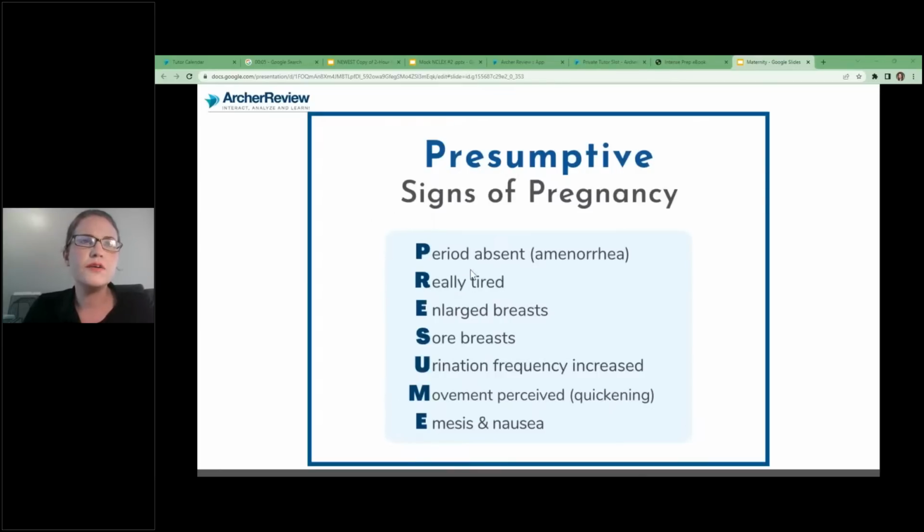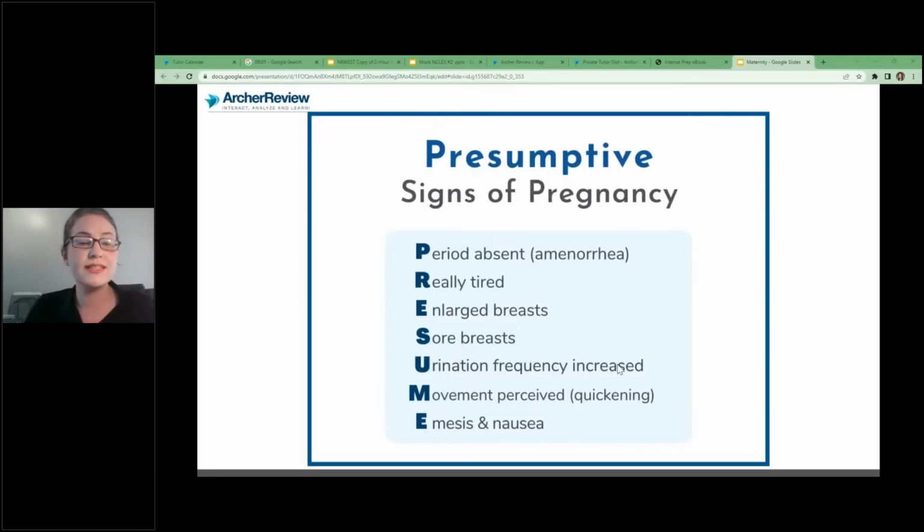And basically, all of the presumptive signs of pregnancy are going to be symptoms that the patient has and brings to you. They're going to say, hey, my period's been absent for 3 months. And that should make you say, hey, possibly this person could be pregnant. And remember, a lack of a period for more than 3 months is called amenorrhea. If they're really tired, if they have enlarged breasts or sore breasts, probably those hormonal changes are causing those symptoms, but we don't know for sure until we do a test.